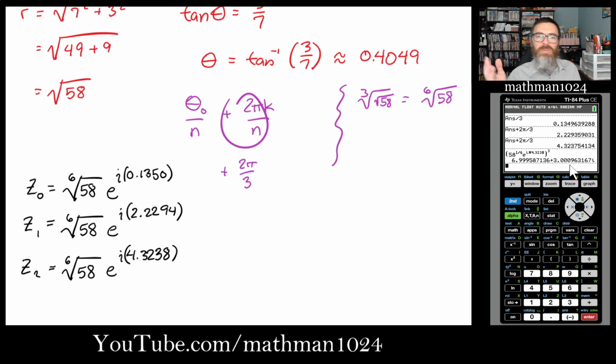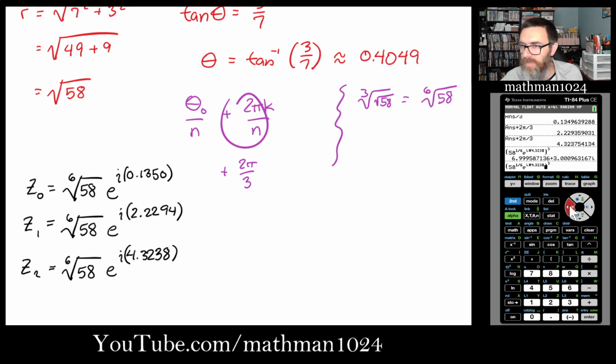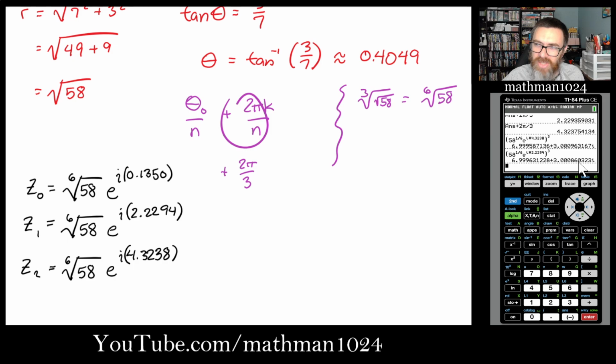And the reason it's off is because we rounded. Had we been able to get an exact value for inverse tangent of 3/7, things would be a little bit nicer. But it just kind of is what it is. And we can actually go back and check the other ones while we're here. So we have 2.2294. Again, it won't be exact, but it's going to get us pretty close, right? So basically 7, basically 3i, and there we go. We found the 3 complex cube roots to this number.